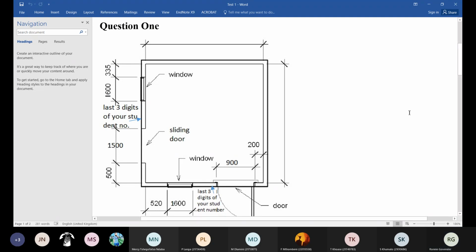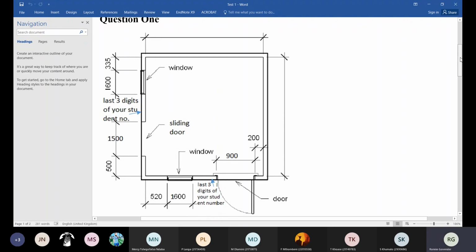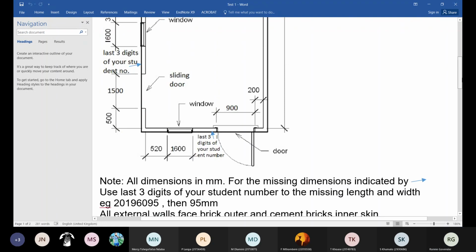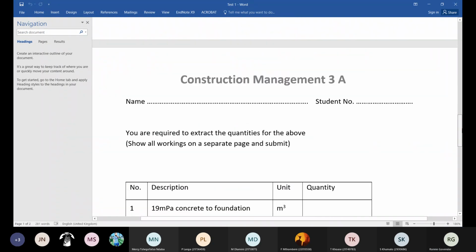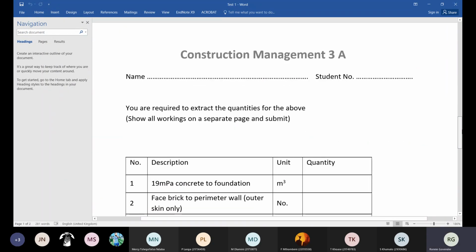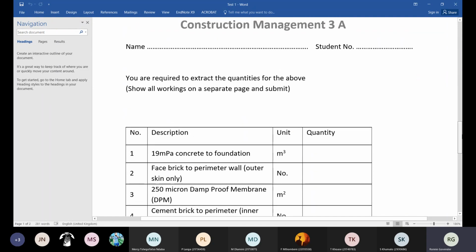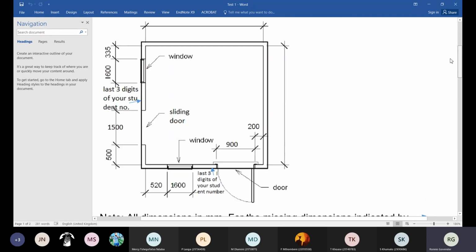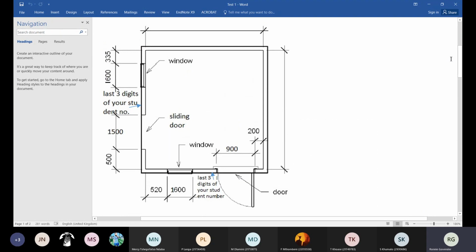Then the next item that they wanted was face brick to perimeter wall. And let's look at the next one. Okay, DPM and cement brick. Right, face brick to perimeter wall. Oh God, that was fairly straightforward.